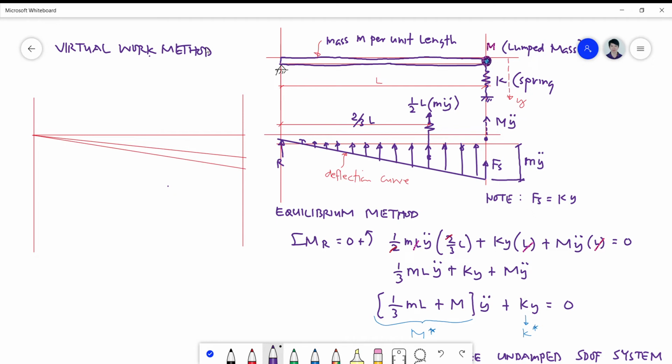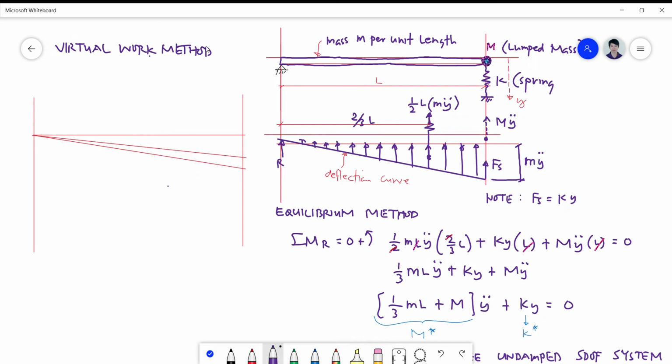Okay, so let's go back to the same problem, but this time we are going to use the virtual work method to solve the problem. Okay, so how does the virtual work method work? Virtual work is simply a work energy method wherein a virtual displacement is multiplied to the real force, okay, to create a virtual work.